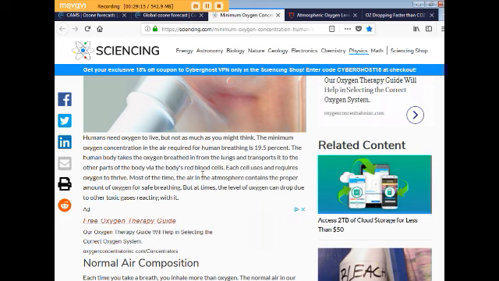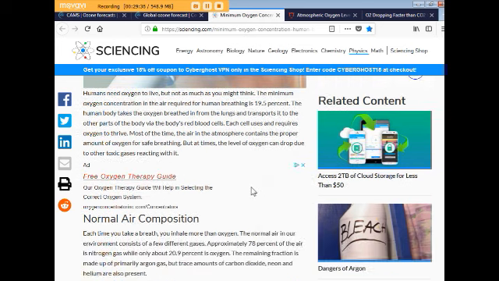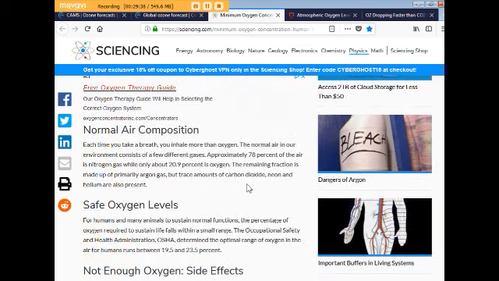The human body takes the oxygen breathed in from the lungs and transports it to the other parts of the body via the body's red blood cells. Each cell uses and requires oxygen to thrive. Most of the time, the air in the atmosphere contains the proper amount of oxygen for safe breathing, but at times the level of oxygen can drop due to other toxic gases reacting with it.